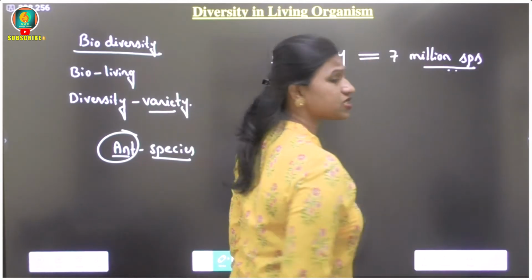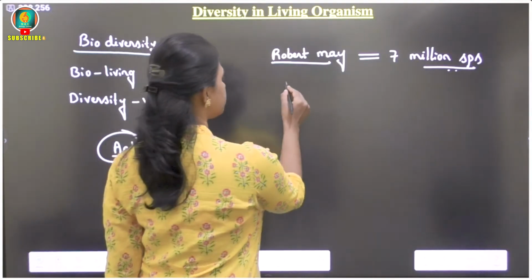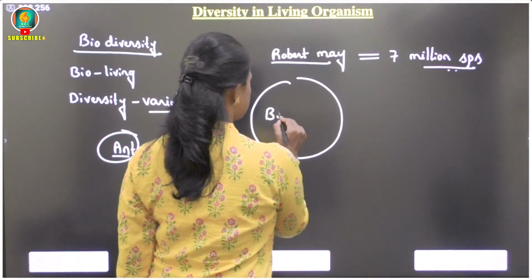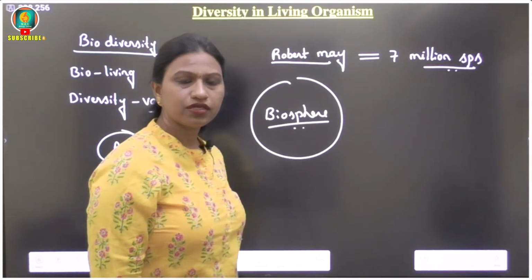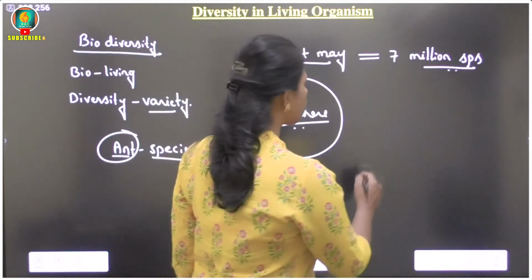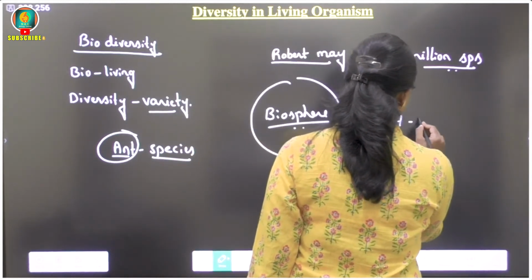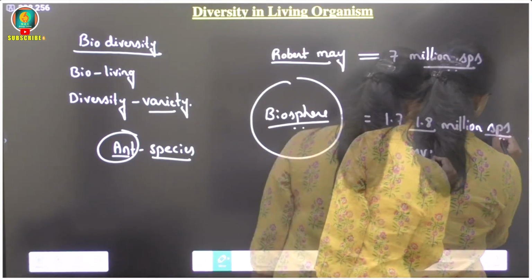Total 7 million species of plants and animals. If you just keep count, you can get in this globe, that is in the biosphere. This much you can see. But do you know how much we have discovered in that? We have discovered only how much? 1.7 to 1.8 million species we have discovered.